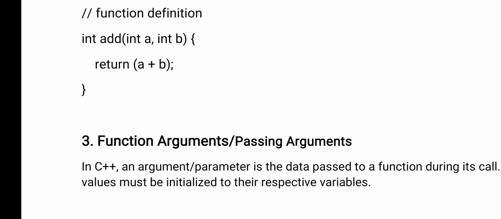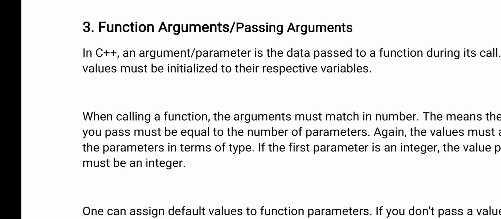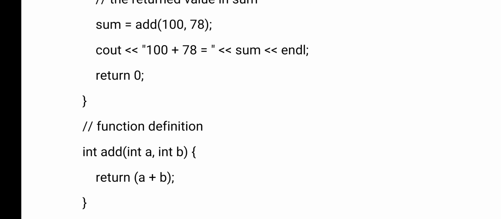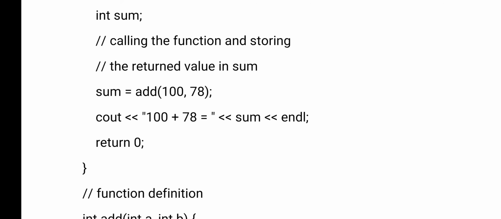Now the next one is function arguments and passing arguments. See, function arguments means, for example, in this function definition you see int a comma int b I have given, but where is the value? Actually those two variables are declared to receive the value when the function is called. So from this line we are calling the function. When we write sum equals to add 100 comma 78, that is nothing but the function call.